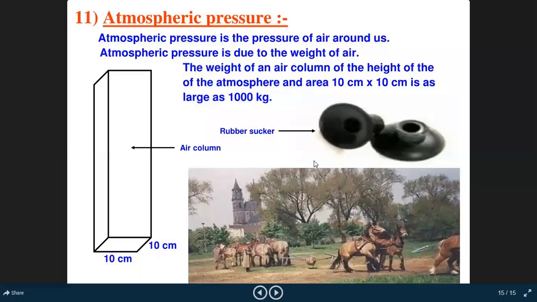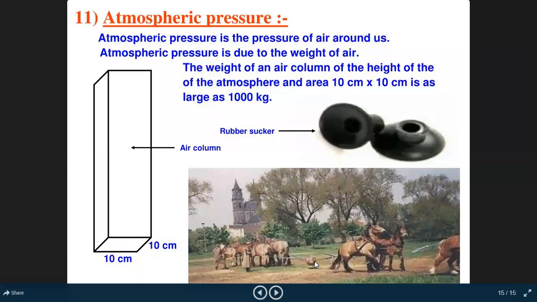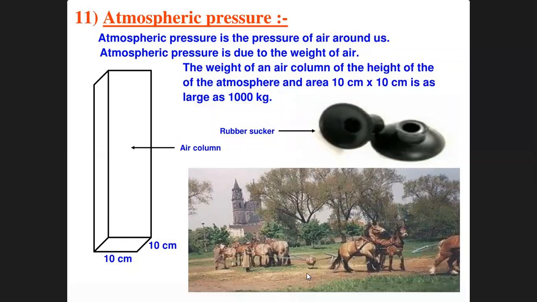This picture is also given in the NCERT book. In ancient times, that vessel was a vacuum, no air was there, and the two halves were joined, and 6 horses on both sides were attached, increasing from 1, 2, 3, 4, 5, but they were not able to separate these vessels. Why? Because of atmospheric pressure.